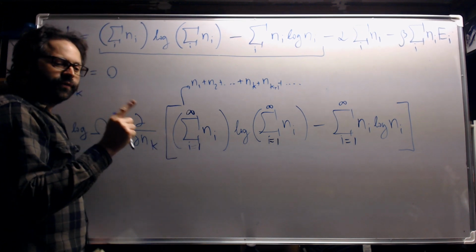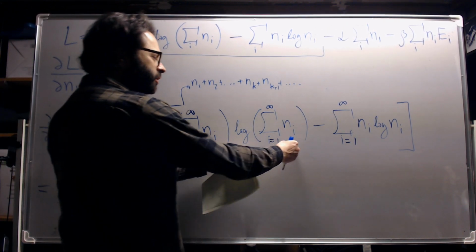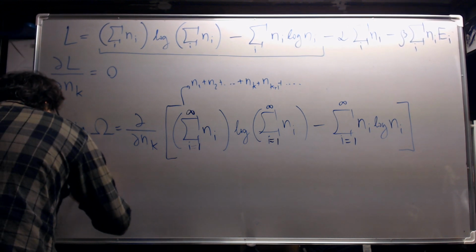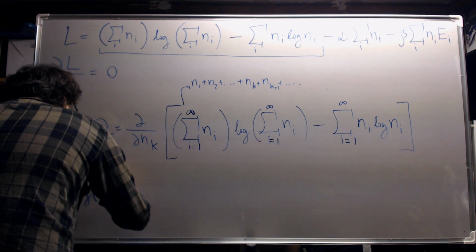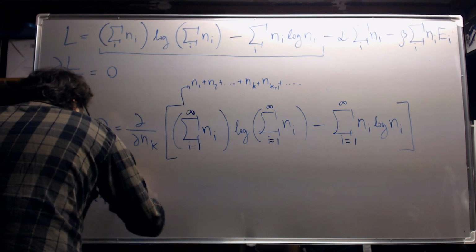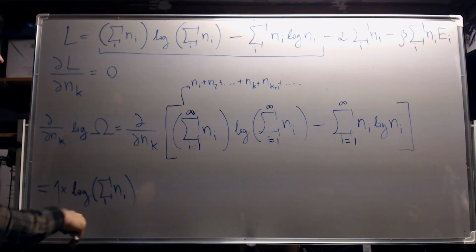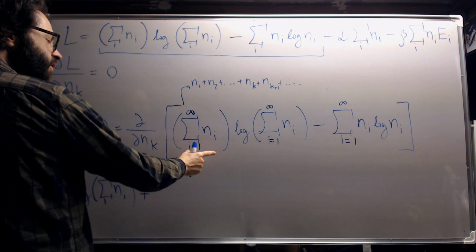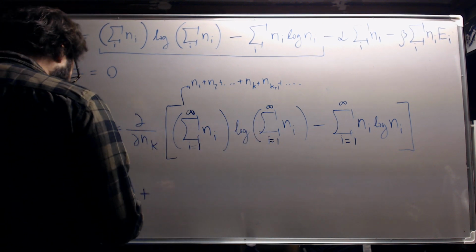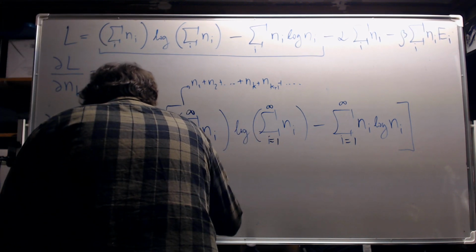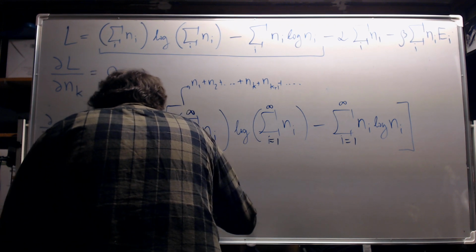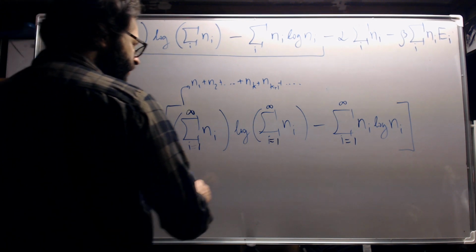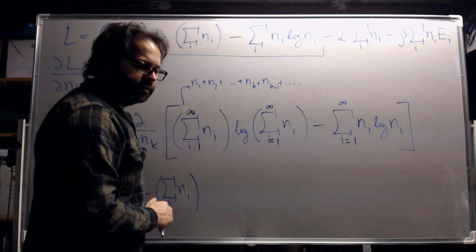And so the derivative operating on this sum gives you just 1. So the first term in the product rule is 1 multiplied by the first function, 1 multiplied by log of the sum over i of n_i. Now we get the second result of the product rule, plus the first function times the derivative of the second. The first function is the sum over i of n_i. The derivative of the second: the derivative of a log of anything.